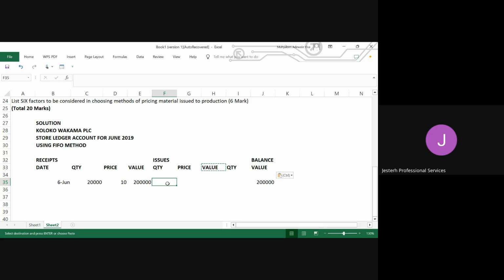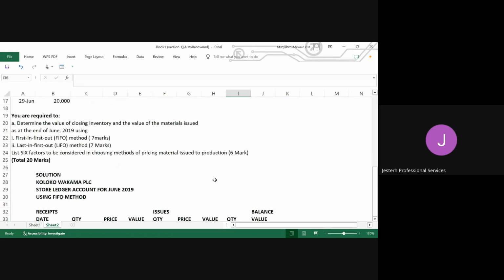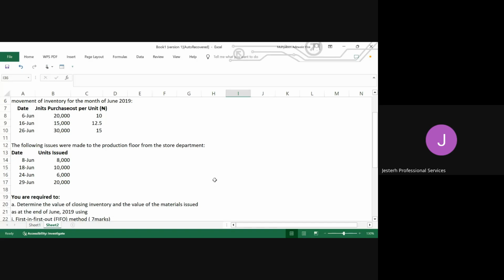Now on the 6th, they purchased 20,000 at the rate of 10 naira. Now we determine the total value, which is 200,000. Then there is no issue on that day. It means in the store, they have 20,000 units of products, which value at 200,000. Now you come again, you look. We do not have any purchase on the 16th. Now let's check the issues.